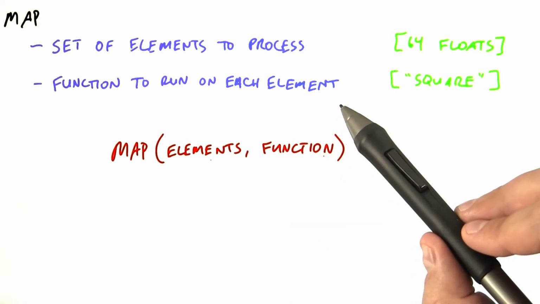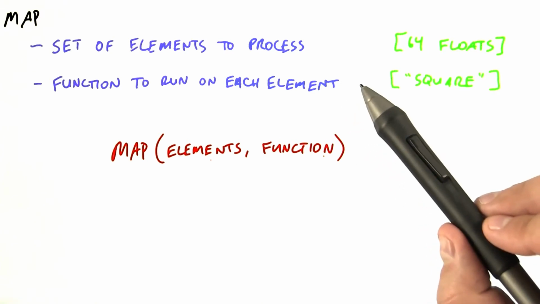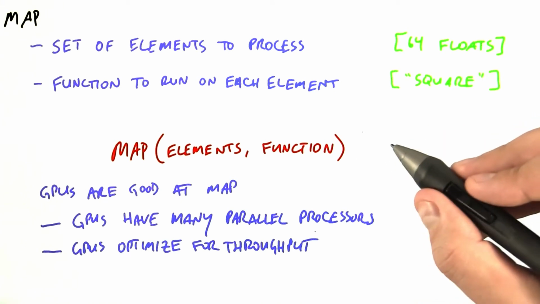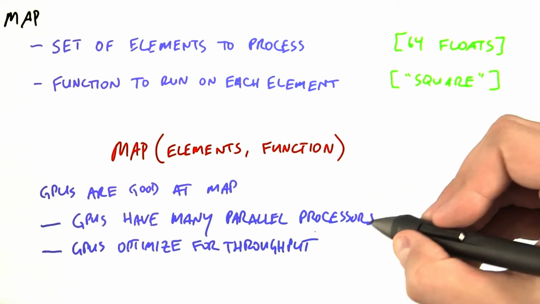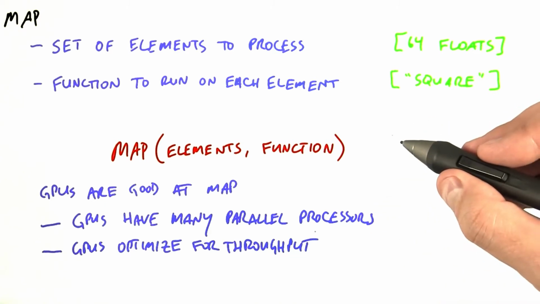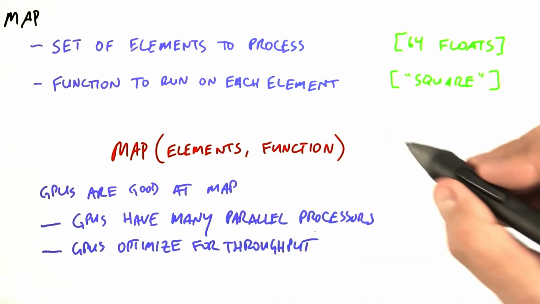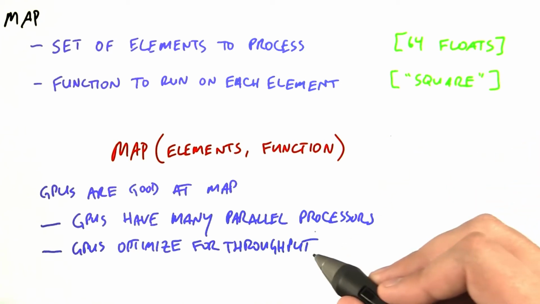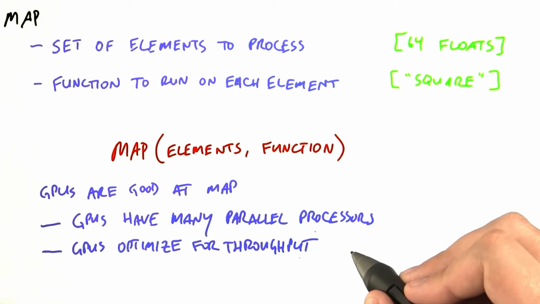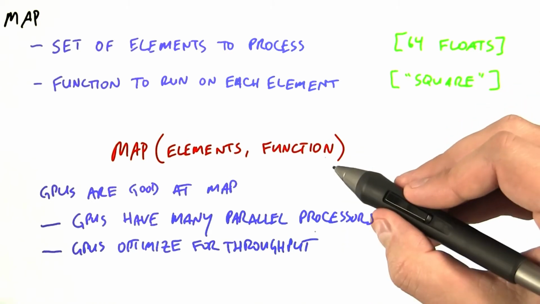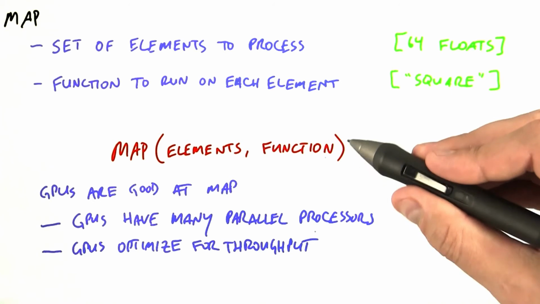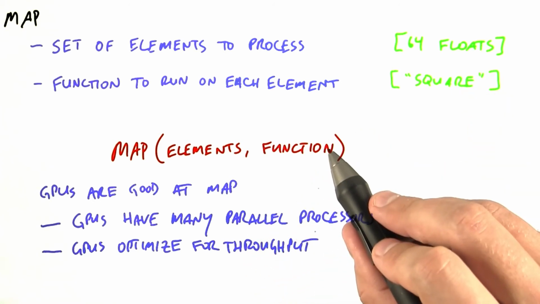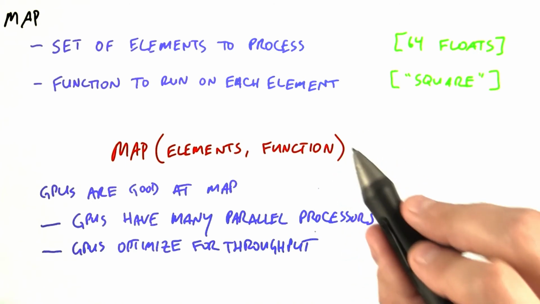Many of the problems you will solve as a GPU programmer, and certainly many of the ones in this class, use map operations. GPUs are good at map for two main reasons. One, GPUs have many parallel processors. The GPU is efficient at delegating the computation of individual elements to those processors. We're going to find out more about that soon. Second, GPUs optimize for throughput rather than latency. So as a programmer, you're probably more interested in optimizing the rate at which entire map operations can complete instead of the time it takes for any individual element to complete. And the GPU agrees with you.